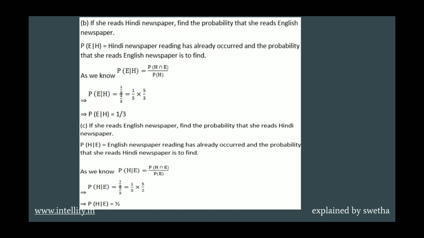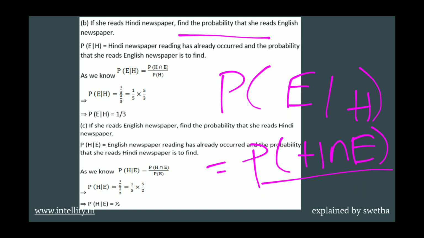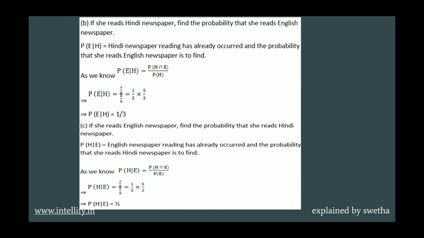Second question is, if she reads the Hindi newspaper, find the probability that she reads the English newspaper. Probability of E by H, that is Hindi newspaper reading has already occurred and we have to find the probability that she reads the English newspaper. So that is equals to probability of H intersection E divided by probability of H, that is equals to 1 by 5 divided by 3 by 5. Therefore, probability of E by H is equals to 1 by 3.